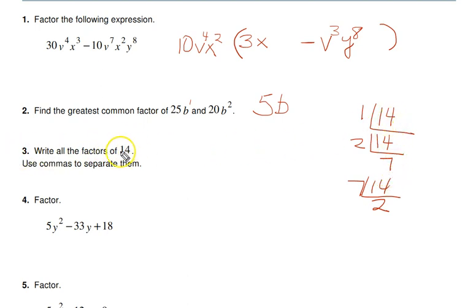So write all the factors. So we can take a 1 out. We can take a 2 out. We can take a 7 out. And we can take a 14 out. These are the factors of 14. All right, let's raise it up a little.